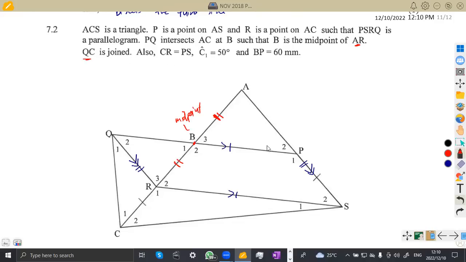CR is equal to PC. From C to R here, this one is equal to PS. That's PS here. C1 is 50 degrees. That's angle C1. We put C1 and C2. So C1 here is 50 degrees at this point. BP is 60 millimeters, from B to P here. So this is the information that we are given.